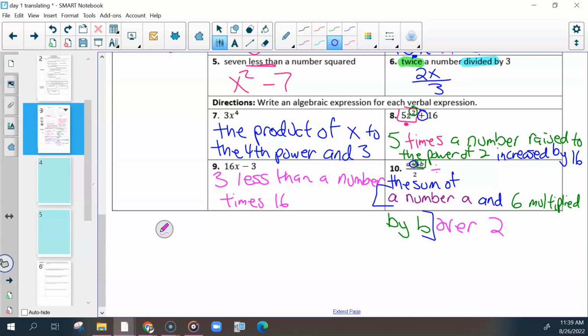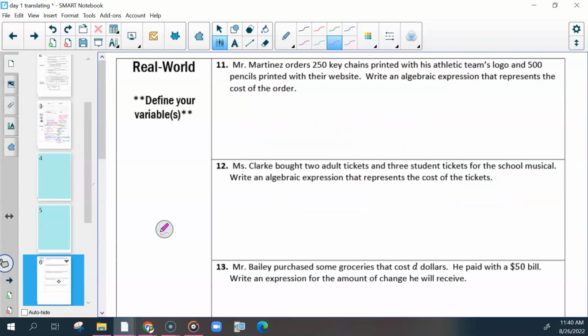Cool. We're going to do a couple word problems, and then we're going to move on to something else. But before we do that, how do you feel overall in general about translating? Good? Okay? It could probably use more practice. Not okay? I'm not understanding. Okay. On to the next page.